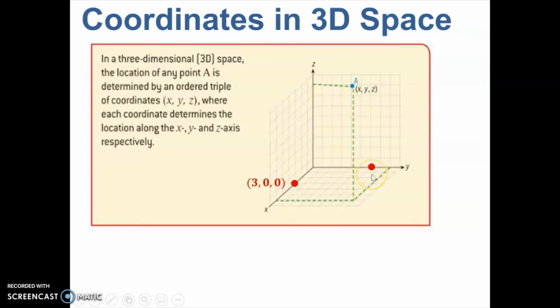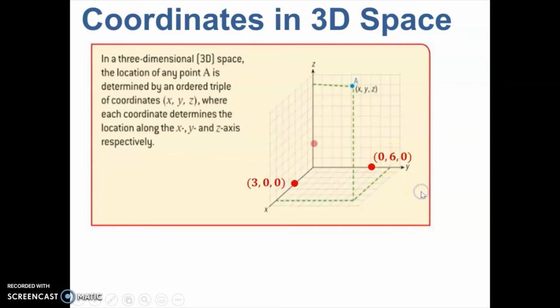What are the coordinates of this point? What's the ordered triple for this point? All right, that one is 0, 6, 0. It's moved 0 on the x-axis. It's moved 6 along the y-axis, and it has not moved up, so 0 on the z-axis.